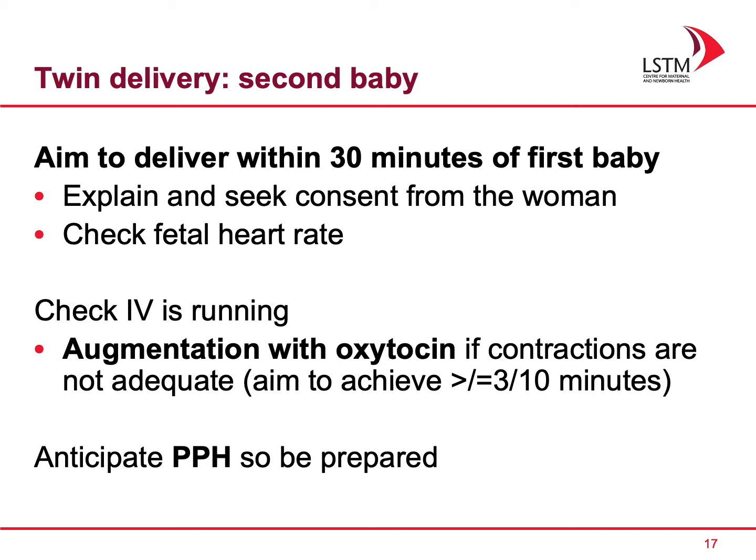Check for fetal heart rate regularly after every contraction. Check your IV line is running, and then if there's a need for augmentation with oxytocin, it's okay to do so, aiming for at least 3 or more contractions in every 10 minutes. Because you had issues with over distension of the uterus because of the multiple gestation, it's very important to prepare and anticipate for PPH.